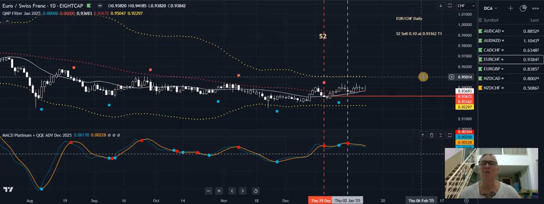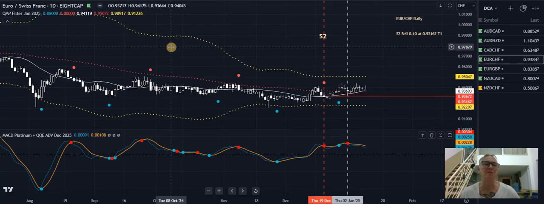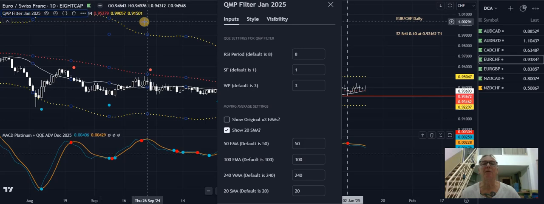Euro Swiss in a sell, it's going absolutely sideways. You can tell too by the Bollinger Bands, and the settings on this are the 80, so it's a, let's have a look. Where's my settings? There. Let's have a look.